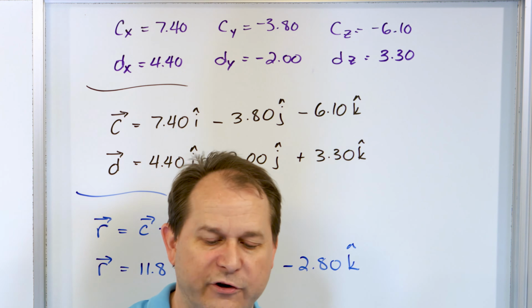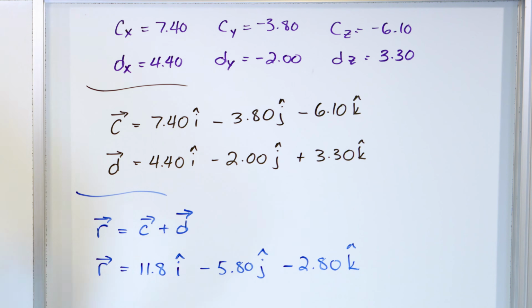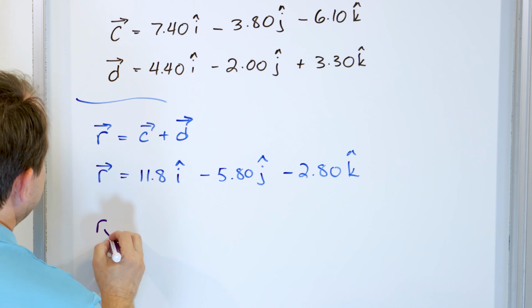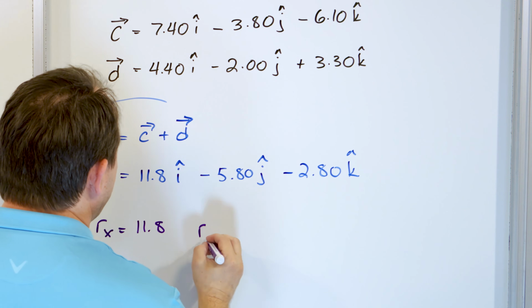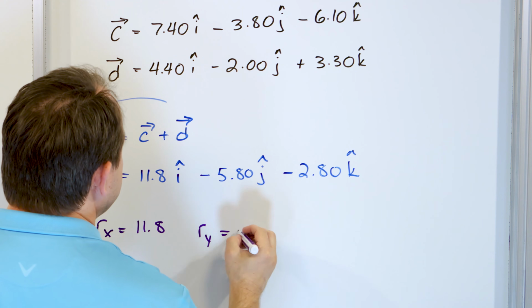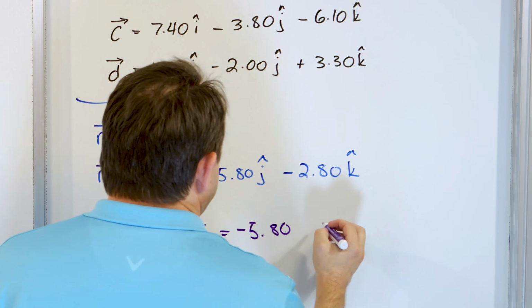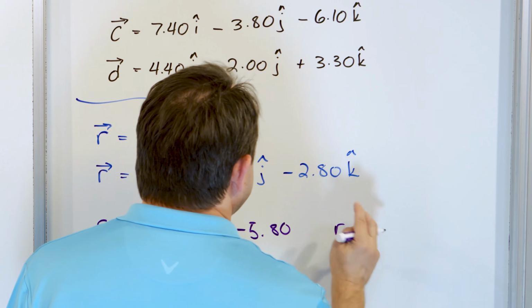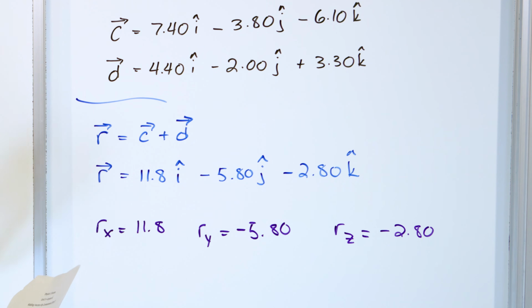The question said, determine the vector components. And so when they ask for components, what they want you to tell them is that r in the x direction is this number, 11.8. And r in the y direction is this number, negative 5.80. And r in the z direction is this number, negative 2.80. So 11.8, negative 5.80, and negative 2.80.